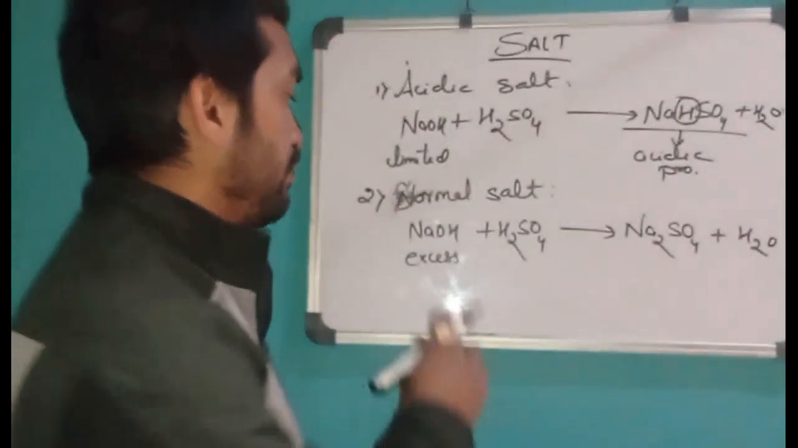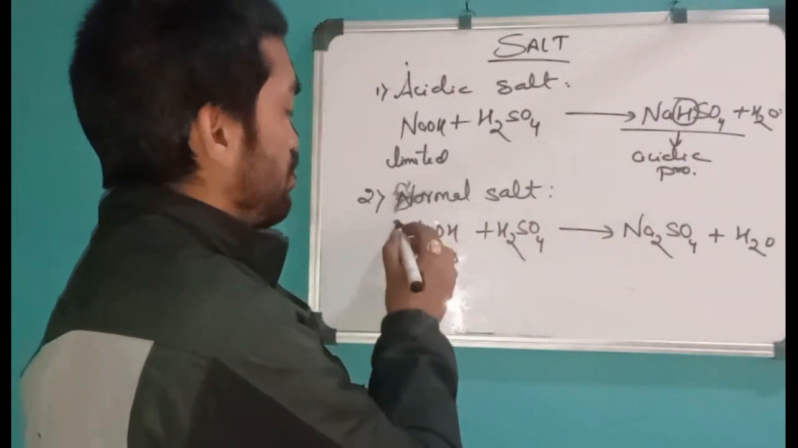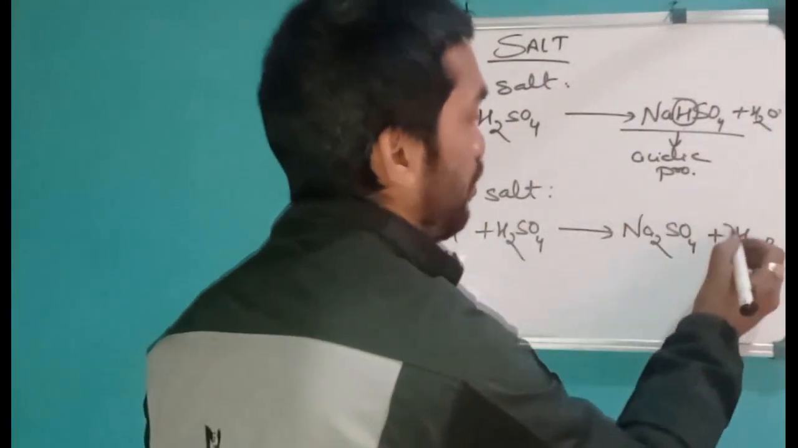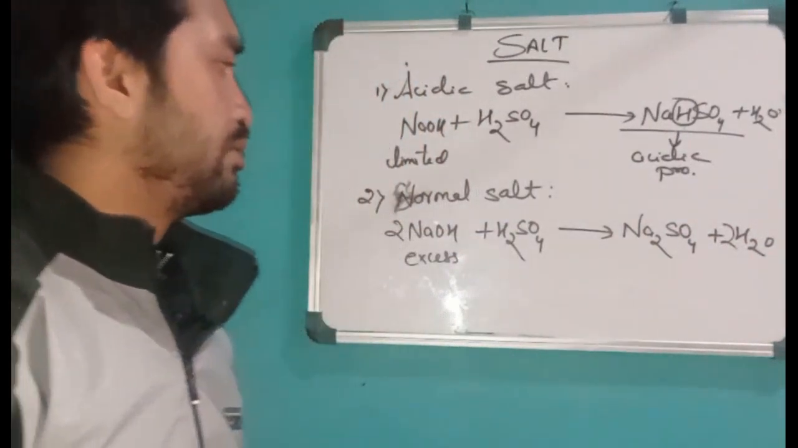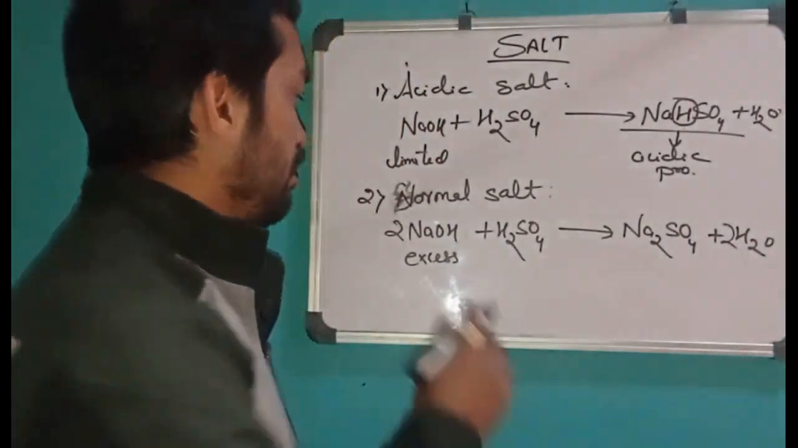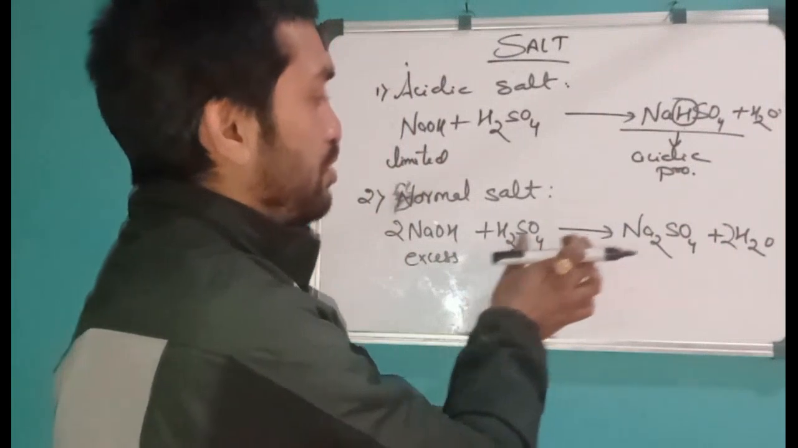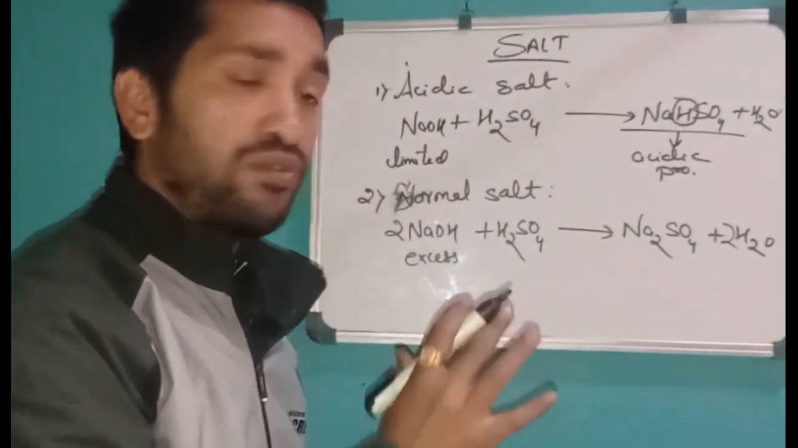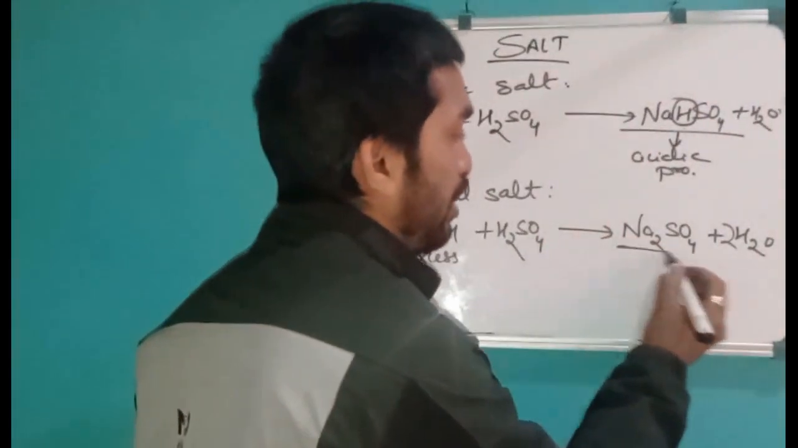Now let us balance it. Na1, Na2. So let us make it 2. Then we have to do H, so here I will use 2. So now it's balanced. Twice NaOH plus H2SO4 is giving you Na2SO4 plus twice H2O. So just focus on the salt formed right now, Na2SO4.